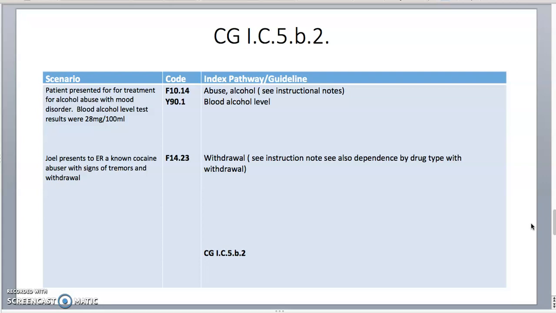And we have an instructional note that indicates, see instructional note, see also dependence by drug type with withdrawal.